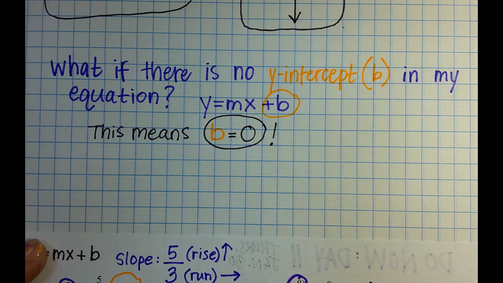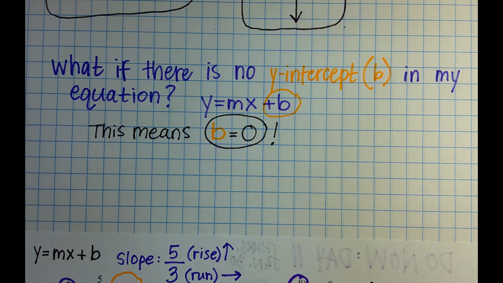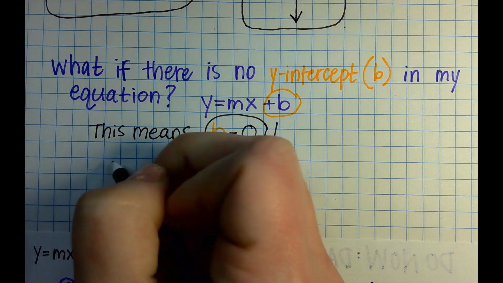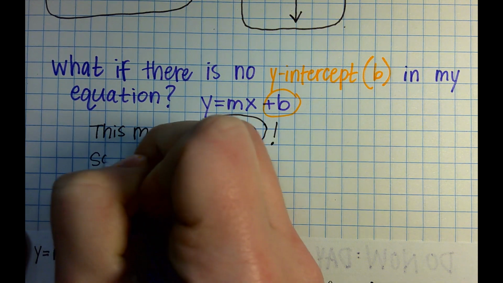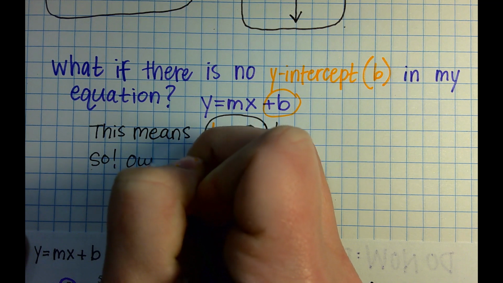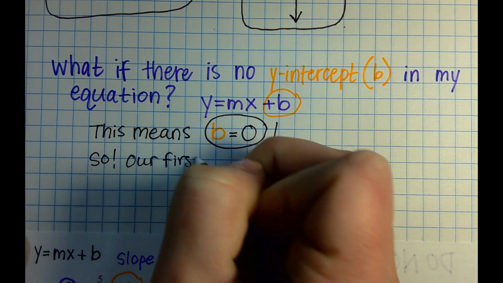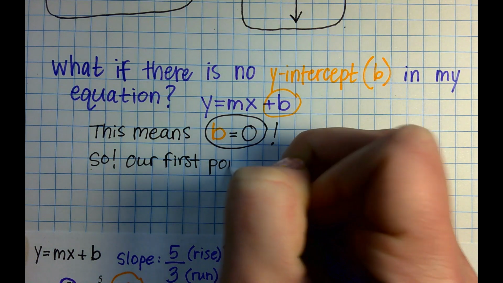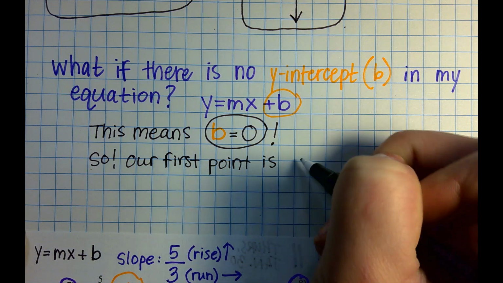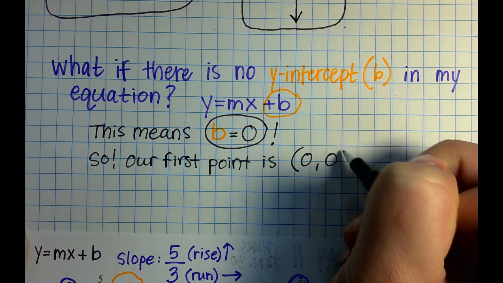And what would that make our first point on the graph always? 0, 0. So, our first point is 0, 0.